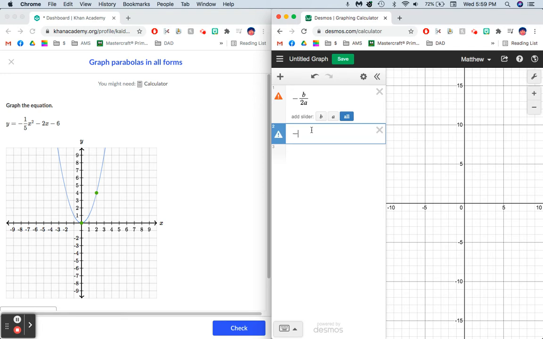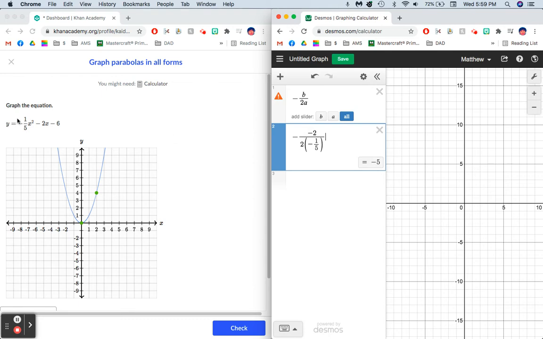So b is negative 2, so it's going to be the negative of negative 2, over 2 times negative 1/5. I know this looks weird, but I'm going to let the calculator do the work. And so my x value is going to be negative 5.